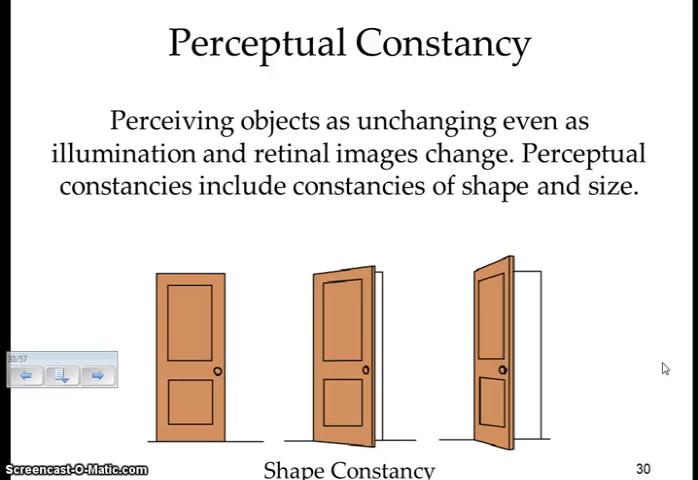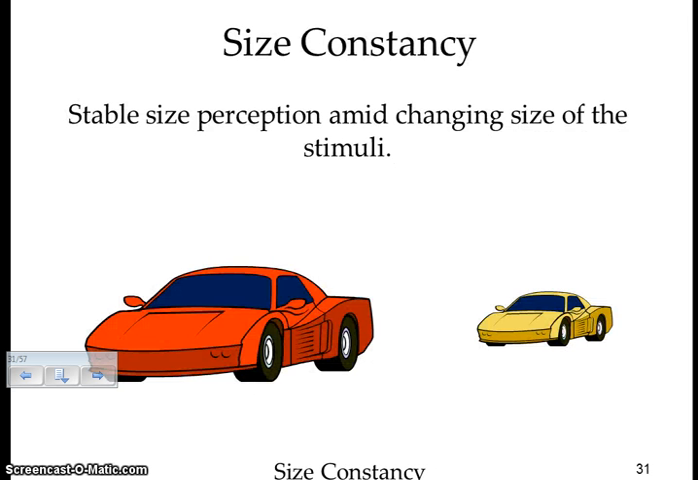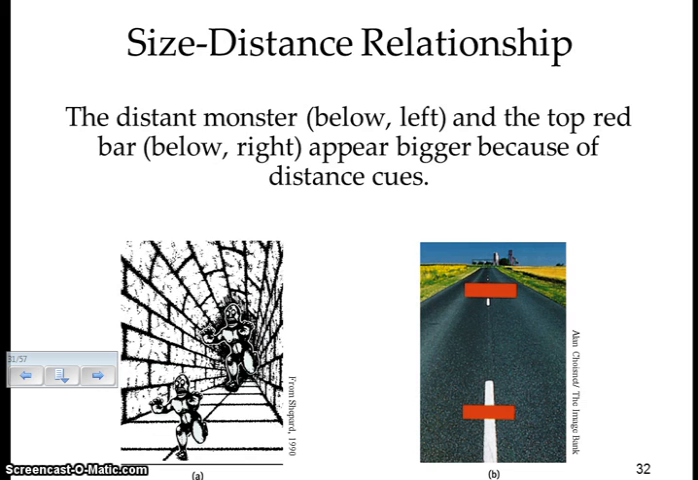So perceptual constancy includes constancy of shape and size. So you know that this door is the same as this door, is the same as this door. The shape stays the same, so does the size. Size constancy is stable size perception amid changing size of the stimuli. So the size is the same, it's just a different car color, but of course this is a car that's for normal people, so is this, it's just further away.